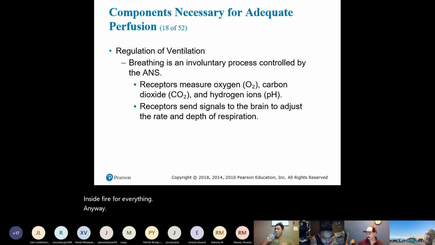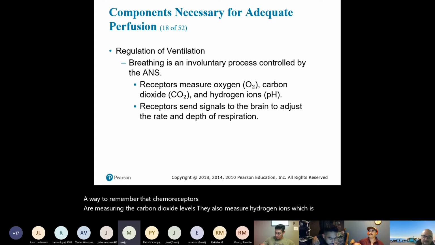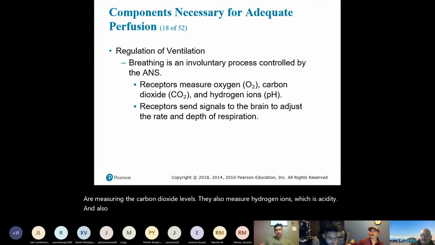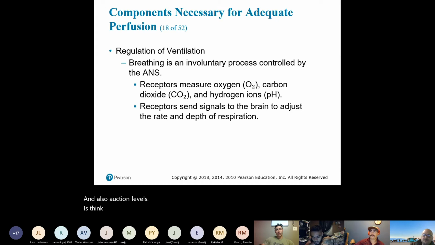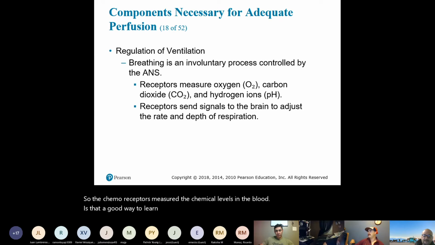Chemoreceptors, just like Jesus said, chemoreceptors. A way to remember that chemoreceptors are measuring the carbon dioxide levels. They also measure hydrogen ions, which is acidity or basic, and also oxygen levels. Think about chemoreceptors: chemo as in chemicals. So the chemoreceptors measure the chemical levels in the blood. Very good way to learn it, remember it. Chemoreceptors measure the chemicals.